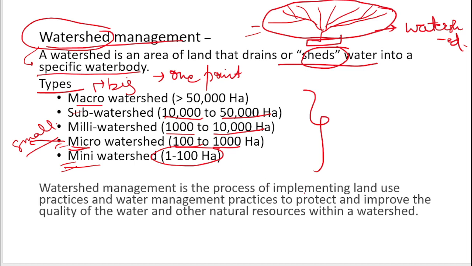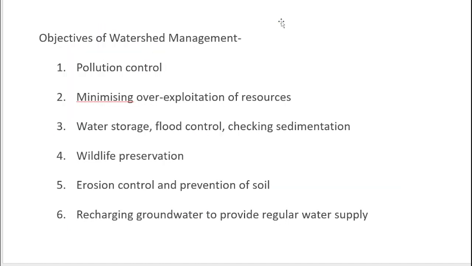Watershed management is the process of implementing land use practices and water management practices to protect and improve the quality of water and other natural resources in a watershed. So land use and water use practices in this watershed is what watershed management is, management of all these practices. So I hope you understand what watershed is, what watershed management is. Now what are the objectives of watershed management?